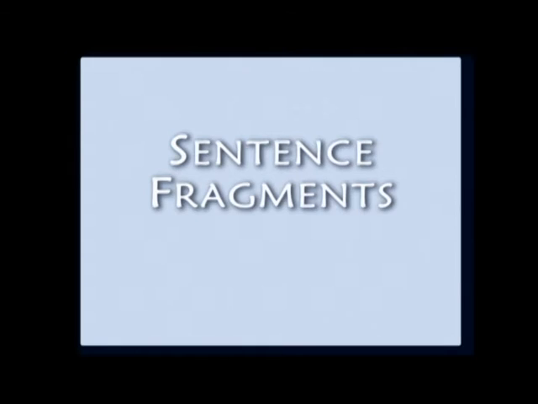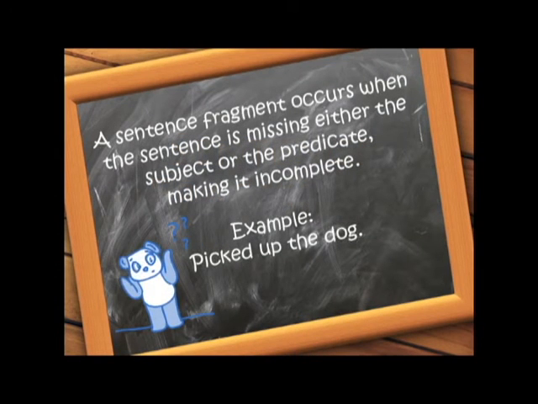Sentence fragments. A sentence fragment occurs when the sentence is missing either the subject or the predicate, making it incomplete. Remember, the subject is who or what the sentence is about, and the predicate captures the action. For example, "picked up the dog." Who or what picked up the dog? This sentence is confusing because it is missing an important piece of information. While we have the action, or predicate, we're missing the subject.